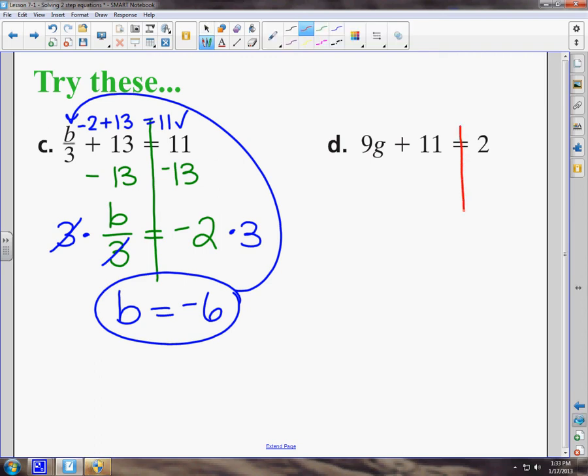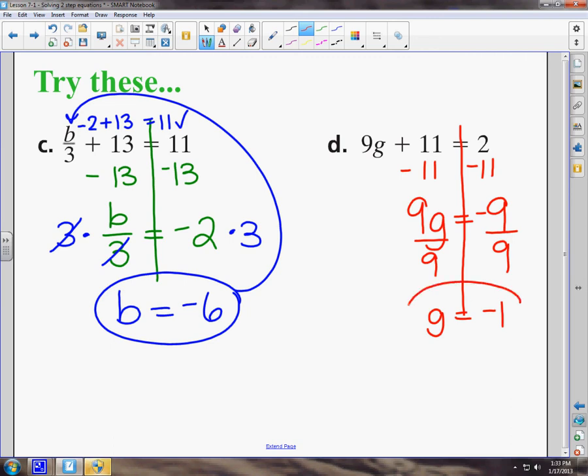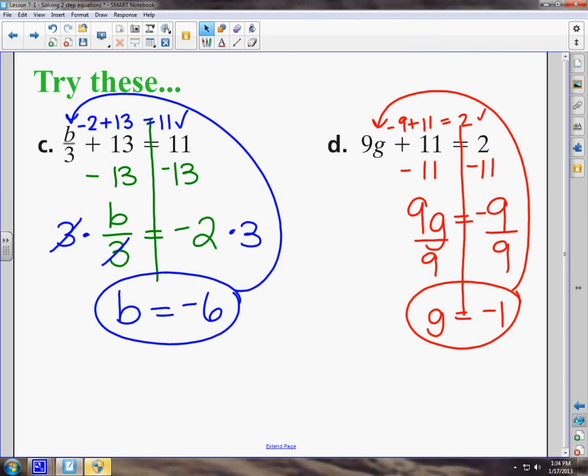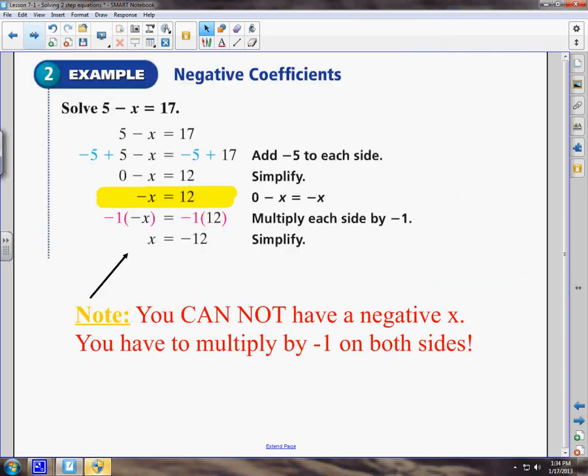Okay, next I draw my line. I minus 11 from both sides. You always have to do the addition and subtraction first. So now I have 9g equals negative 9. Then I'm going to divide both sides by 9, so g equals negative 1. Let's try it: 9 times negative 1 is negative 9, plus 11 is 2. Yep, that one works too. So there are my two answers.